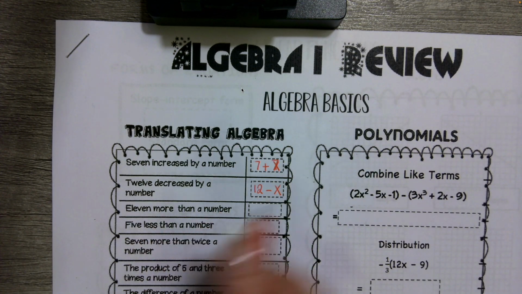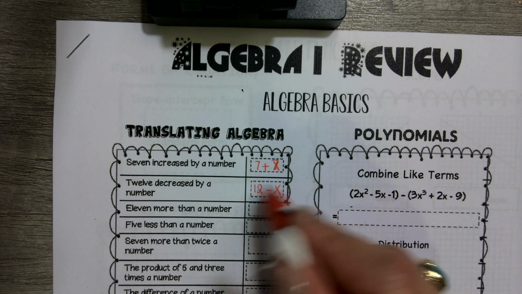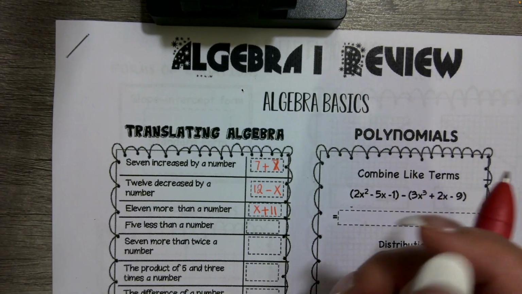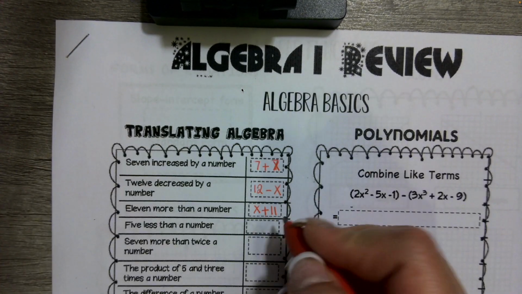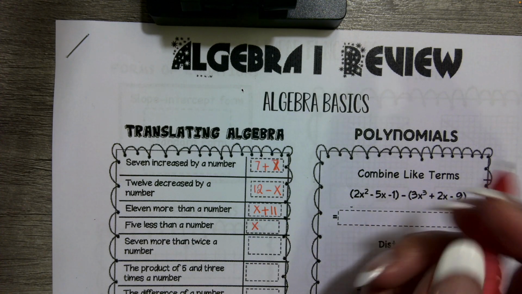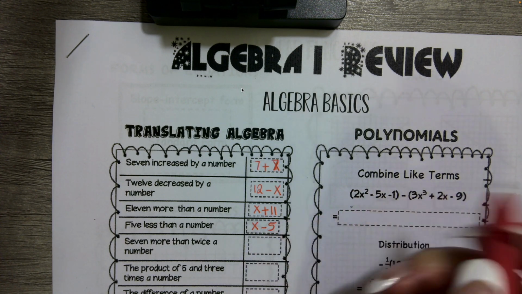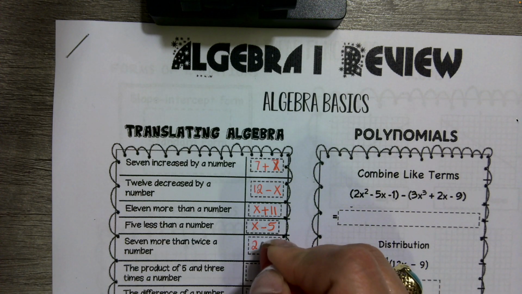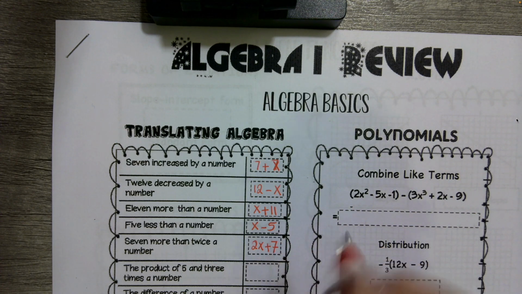11 more than a number. So that 11 is more than that number. So x plus 11. 5 less than a number. X minus 5. 7 more than twice a number. Twice a number is 2x. So 7 more than that would be 2x plus 7.